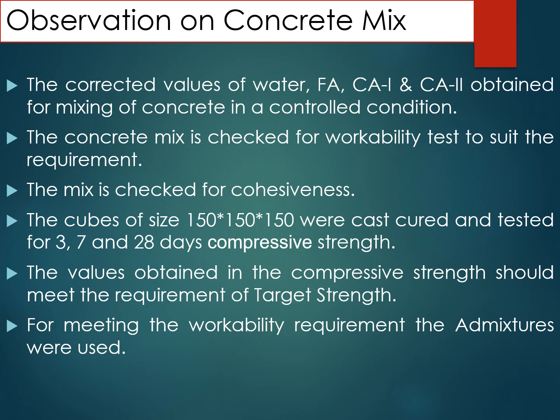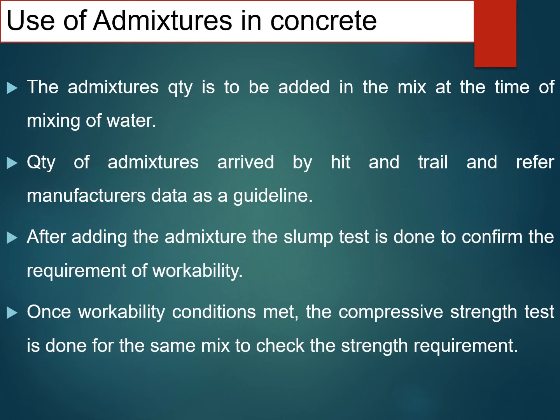For meeting the workability requirements, the admixtures are used. The admixture quantity is to be added in the mix at the time of mixing of water. Quantity of admixtures is arrived at by trial and error, and refer to the manufacturer's data as a guideline for the doses. After adding the admixtures, the slump test is done to confirm the workability requirements. Once the workability conditions are met, the compressive strength test is done for the same mix to check the strength requirements.